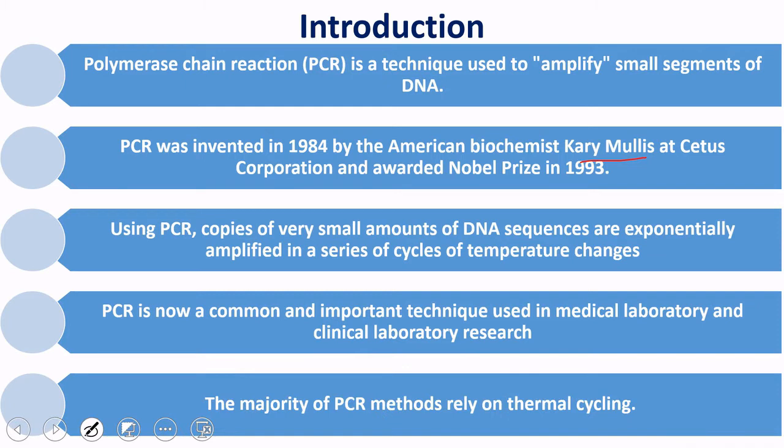PCR is carried out by an instrument normally called a thermal cycler, and the process is the thermal cycling process. Why are we calling it the thermal cycling process? Because in this process we increase the temperature and then we cool it down. So heating will be done and then cooling will be done, and that occurs in a cyclic process. So heating and cooling occur in a cyclic manner. That's why we call it a thermal cycler, or the process is called thermal cycling.